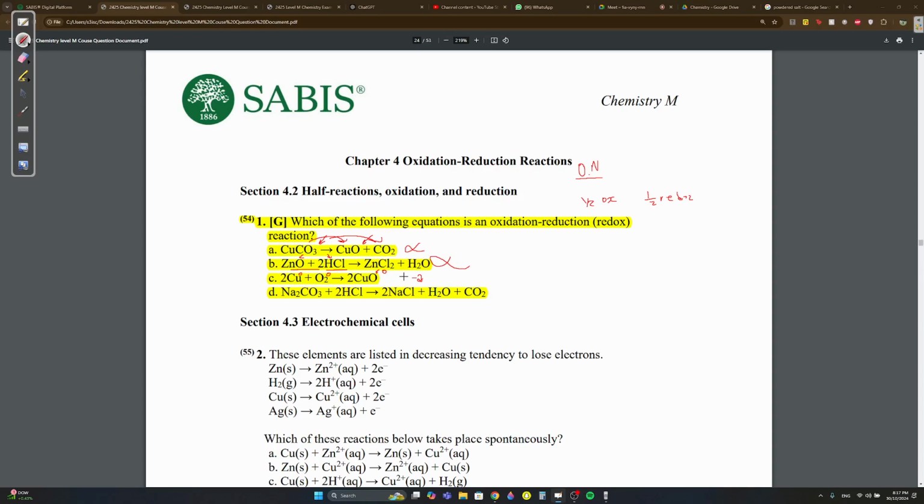Since the total charge of this compound is 0, how much should the copper be to make it 0? +2, because it's -2 from the oxygen. So Cu was 0, it became +2. That was oxidation. O2 was 0, it became -2. That was reduction. So this is a redox reaction. Here, D, Na2CO3 plus 2HCl, is an acid-base reaction. You have an acid and a metal carbonate. Wrong.